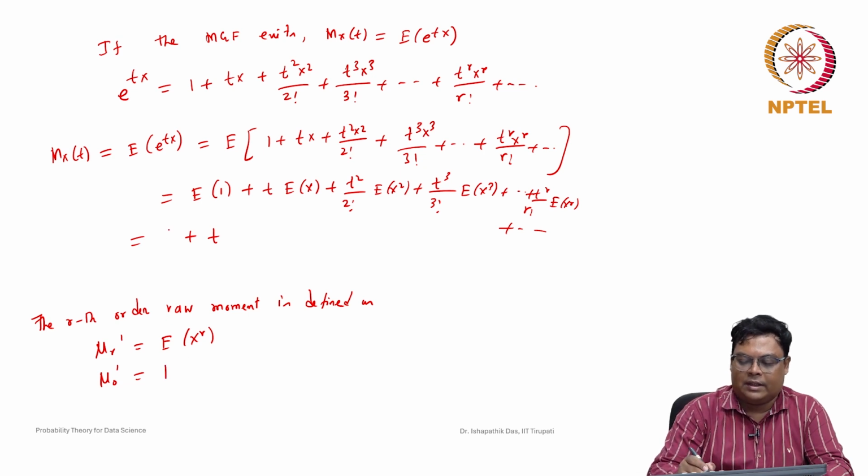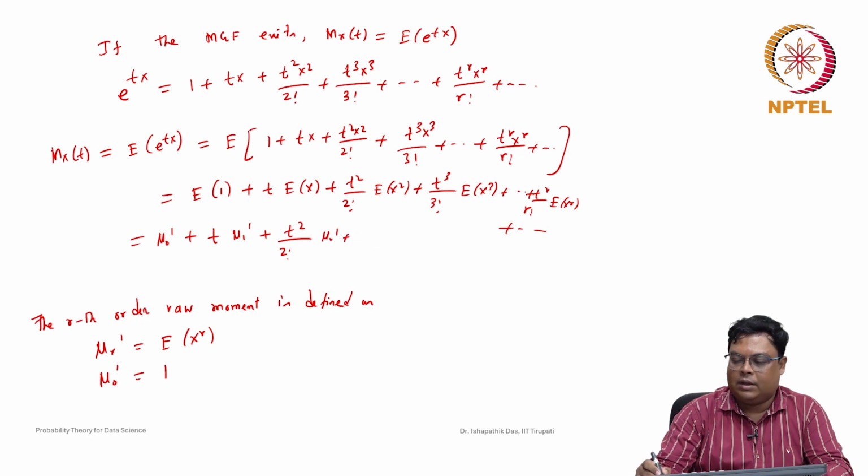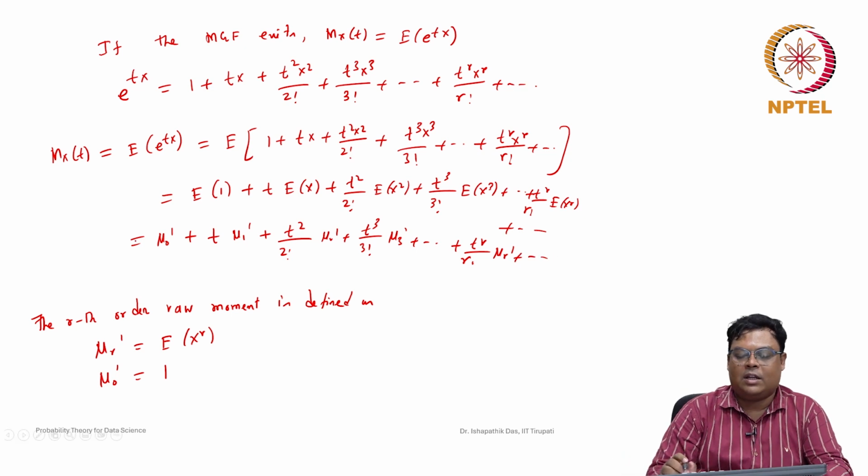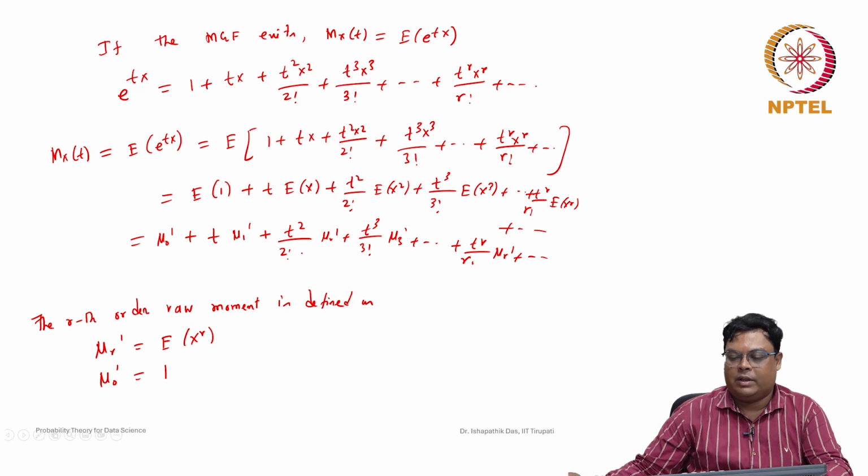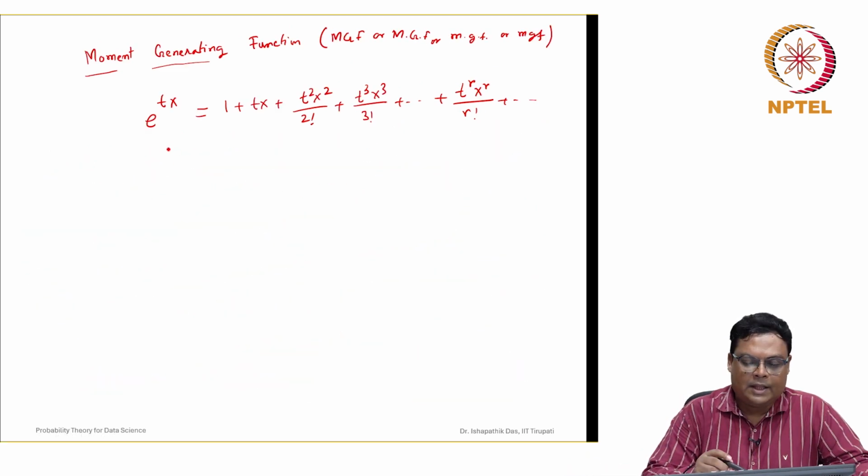So we can write it like this: mu 0 dash plus t times mu 1 dash plus t squared by 2 factorial times mu 2 dash plus t cubed by 3 factorial mu 3 dash, like this, t to the power r by r factorial mu r dash. So we can represent this moment generating function as an infinite sum of the moments with these coefficients. We can see that the expected value of e to the tX can be represented in this way: 1 plus tX plus t squared X squared by 2 factorial. So it is an infinite series.